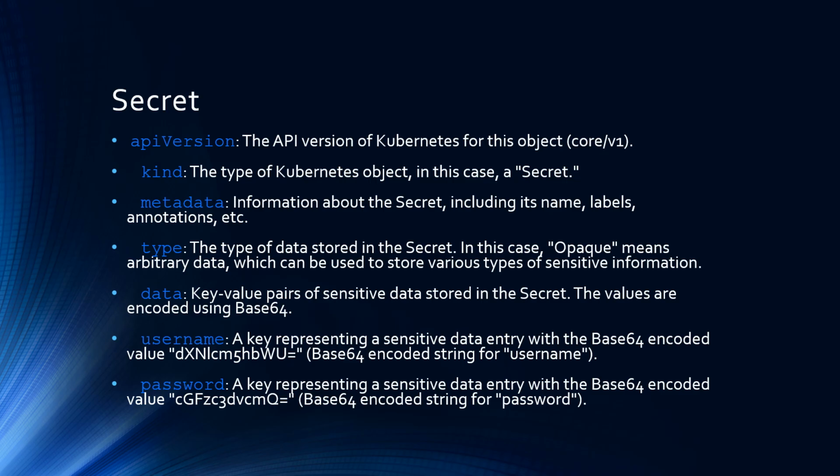Instead of manually base 64 encoding your values, you can use the stringData field. stringData: username: actual username, password: actual password. This allows you to write the actual values directly, and Kubernetes will handle the base 64 encoding for you. This makes the YAML more readable and less error-prone.